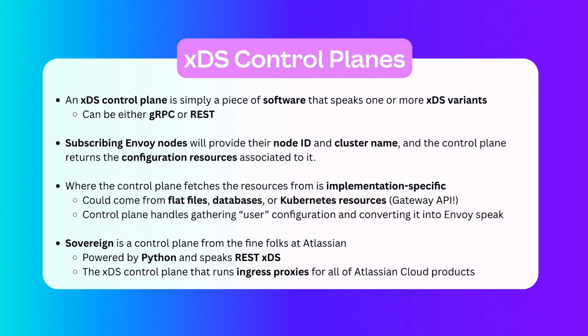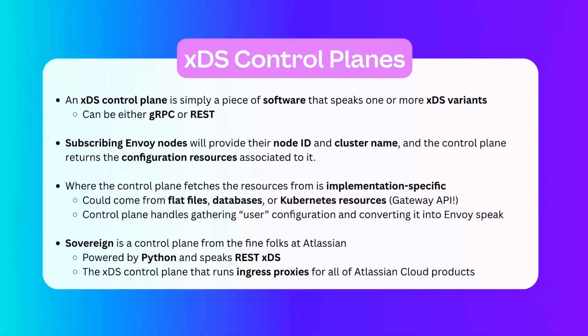Where the control plane fetches the resources from is very much an implementation-specific detail. It could come from flat files, from a MySQL database, or from, I don't know, a Kubernetes resource. Crazy. Control planes handle gathering user-intended configuration, and they're almost just a hyper-advanced templating engine. They take that intent, described and documented somewhere, and build Envoy protobuf structures in order to make it so.